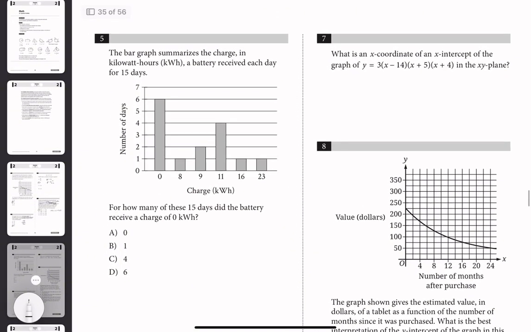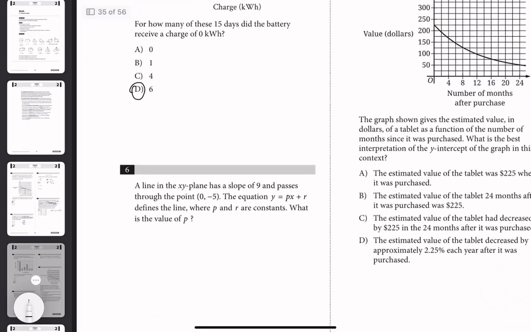The bar graph summarizes the charge in kilowatt hours a battery received each day for 15 days. For how many of these 15 days did the battery receive a charge of zero kilowatt hours? Look at our graph, 0 kilowatt hours received for 6 days. So that's your answer. Okay, wait, sorry, I can't skip number 6.